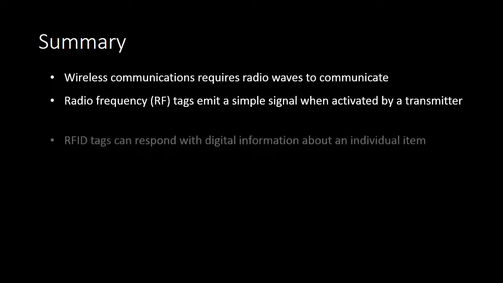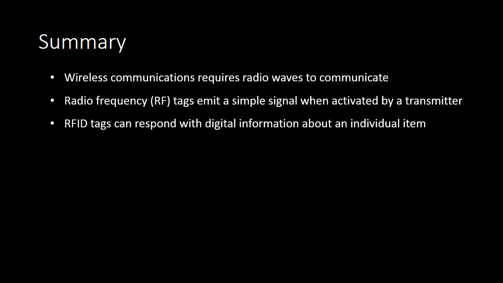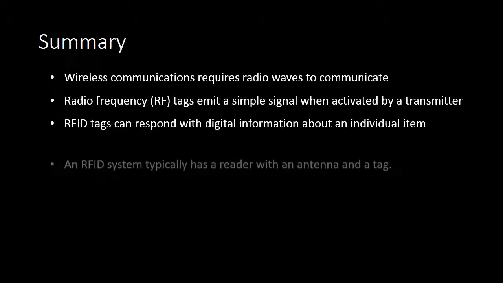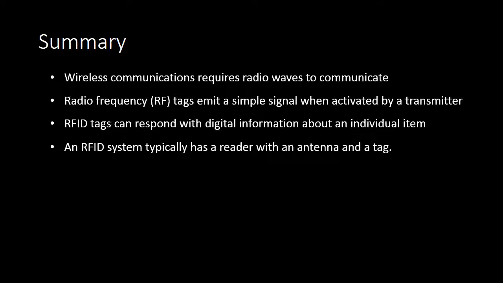RFID tags respond with a radio signal which has information digitally encoded in it. This can identify the individual item and other data such as source, destination, composition, etc. An RFID system will typically consist of a reader with an antenna and a tag. The tag will also contain an antenna to retransmit the signal and a chip to contain the information.